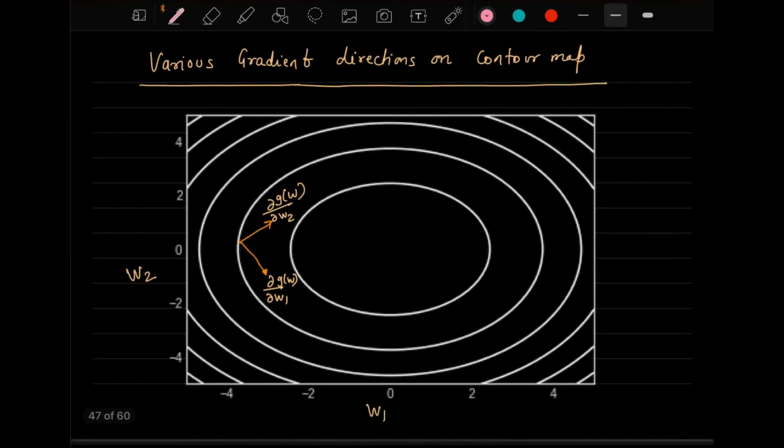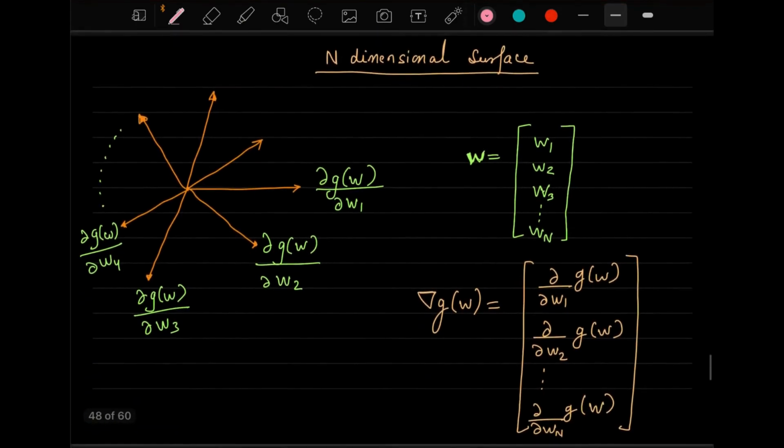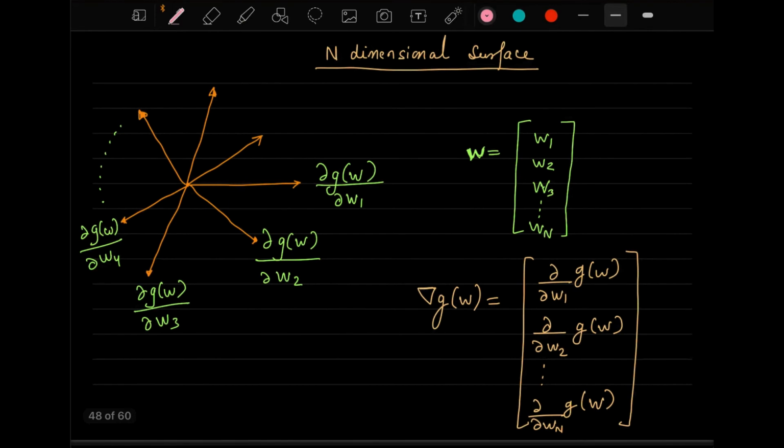This is the two-dimensional plot which we have already discussed. We have this as the main vector here, and these are the two components of this particular vector. Now, for the n-dimensional surface which I discussed with you a few slides back, what I wanted to show you is this vector, the gradient of G(W). This is the n-dimensional surface that you have, which is G(W), and this is the main gradient, which is coming at 90 degrees to it.